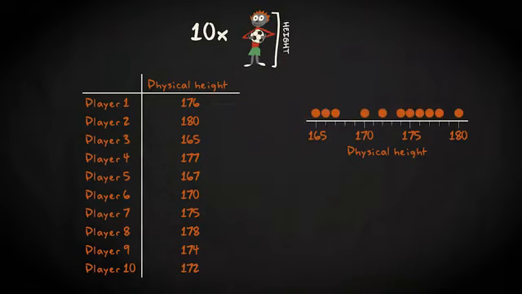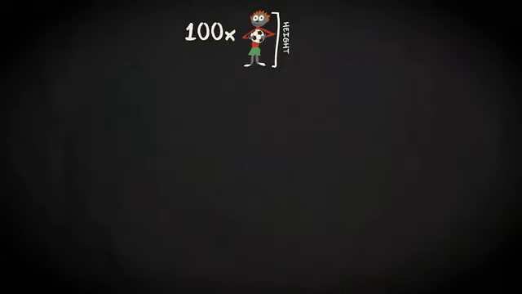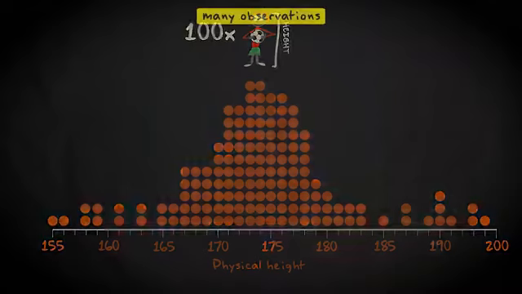That's it. You can imagine that a dot plot is useful when you have only a couple of observations. However, it becomes messy when you have a large sample. With a sample of 100 players, it would look something like this. If we have many observations, researchers therefore usually make use of another type of graph, the histogram.